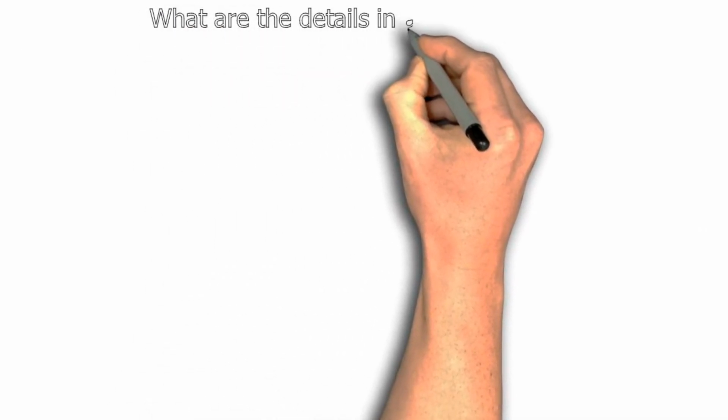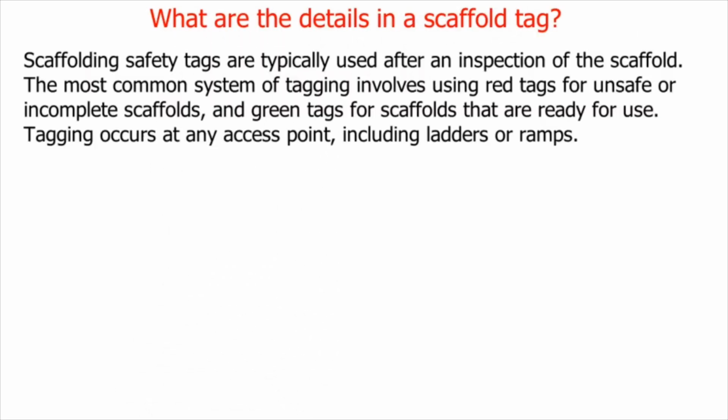What are the details in a scaffold tag? Scaffolding safety tags are typically used after an inspection of the scaffold. The most common system of tagging involves using red tags for unsafe or incomplete scaffolds, and green tags for scaffolds that are ready for use. Tagging occurs at any access point, including ladders or ramps.